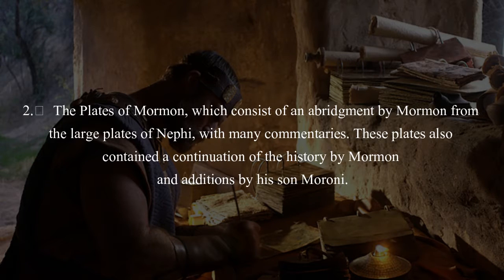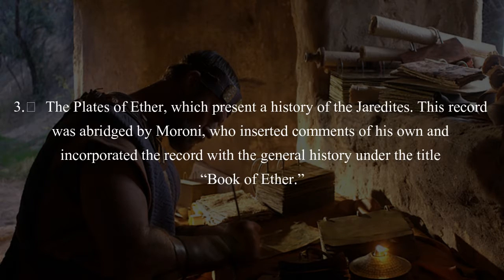2. The plates of Mormon, which consist of an abridgment by Mormon from the large plates of Nephi, with many commentaries. These plates also contained a continuation of the history by Mormon and additions by his son Moroni. 3. The plates of Ether, which present a history of the Jaredites. This record was abridged by Moroni, who inserted comments of his own and incorporated the record with the general history under the title Book of Ether.